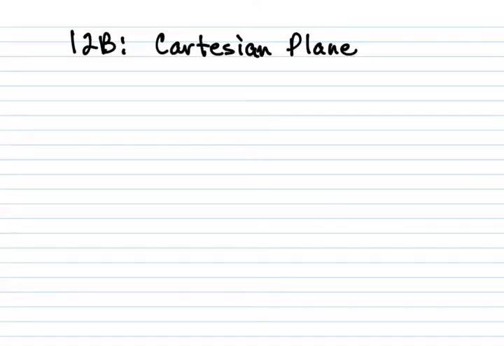So today what we're going to do is look at section 12B, where we're looking at the Cartesian plane. Now it's called the Cartesian plane because it was invented by a mathematician named René Descartes, a Frenchman, but it's also got some other names. You might see it called the rectangular coordinate system.